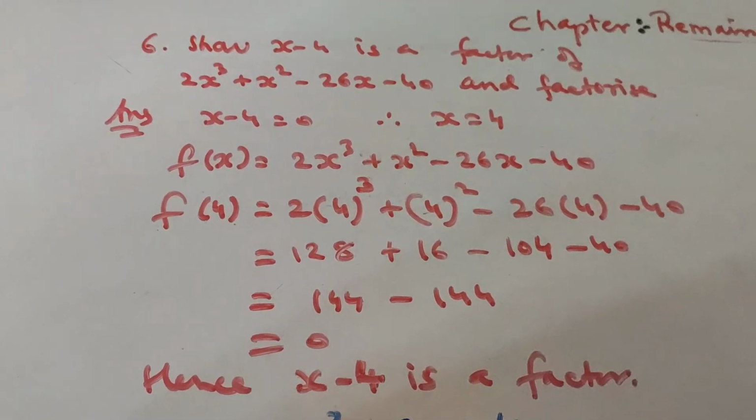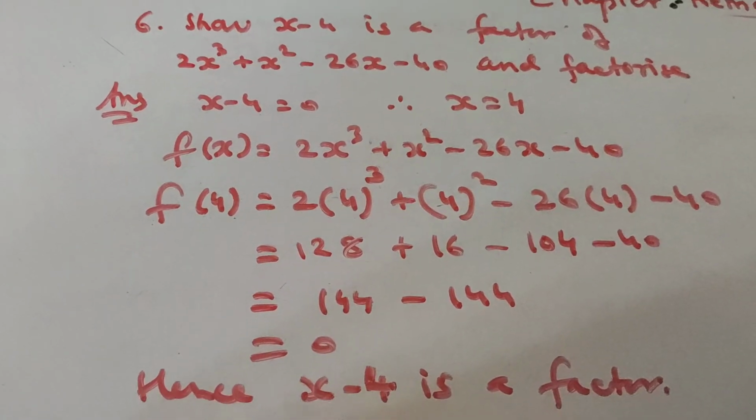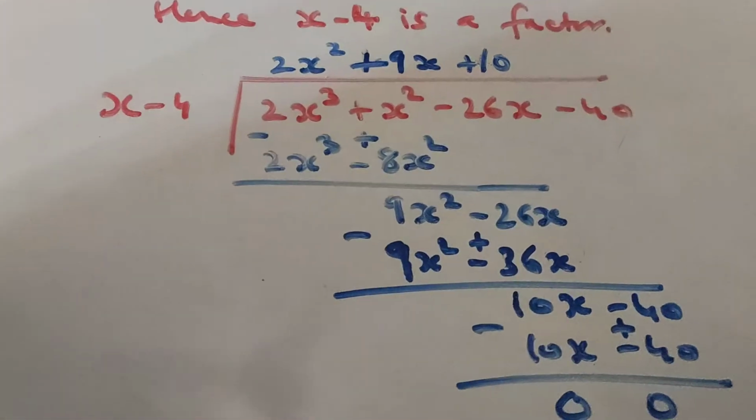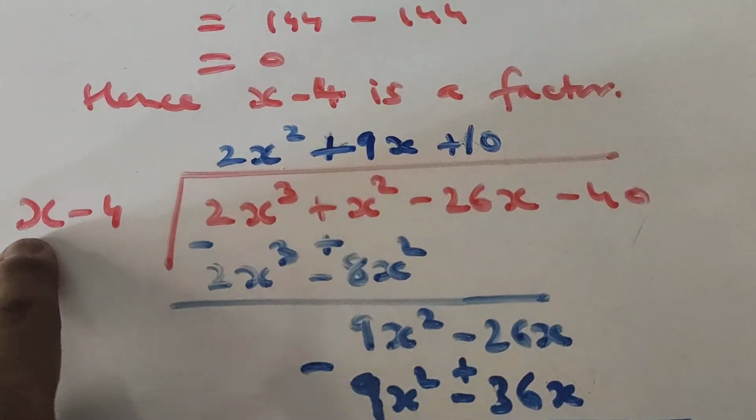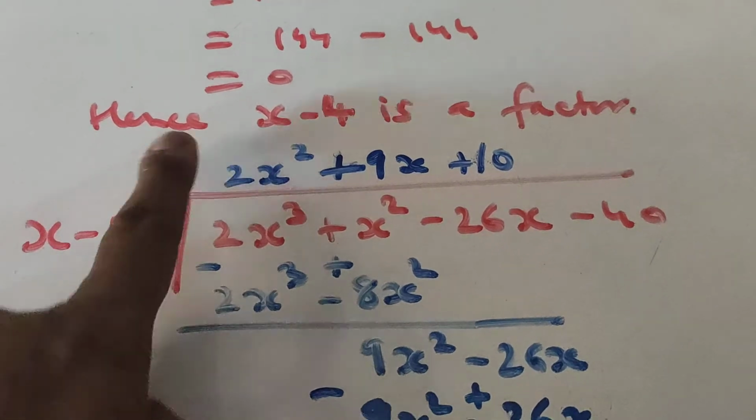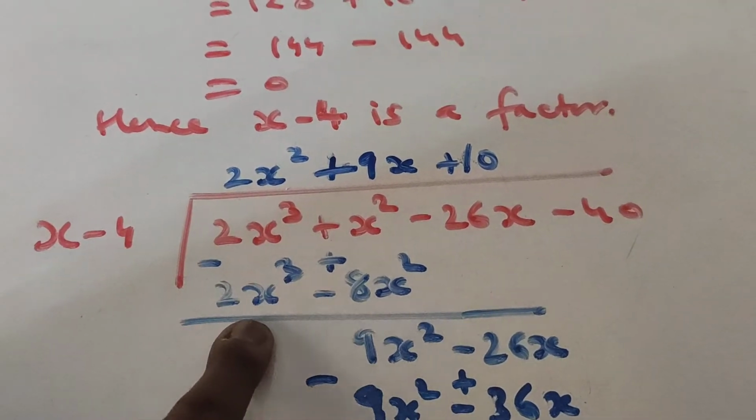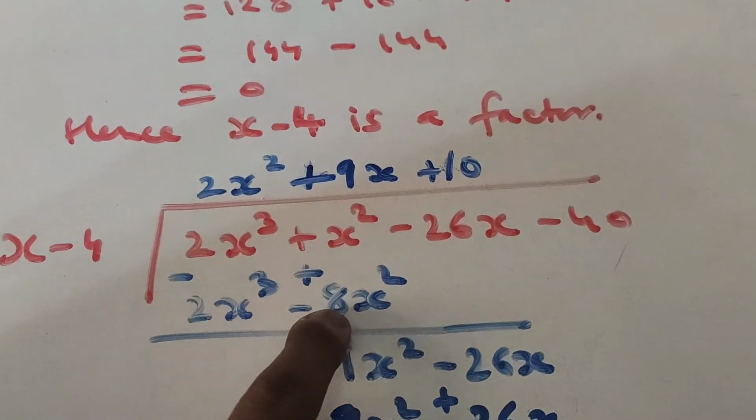We are required to factorize. So for factorizing we divide the polynomial by x minus 4. So we are dividing it here. First of all, here it is 2x cube, here it is x. How can I make this x into 2x cube? By multiplying with 2x square. So 2x square multiplied by x is 2x cube. 2x square multiplied by minus 4 is minus 8x square.